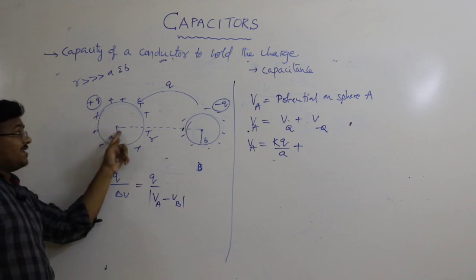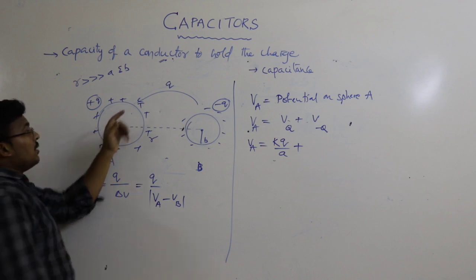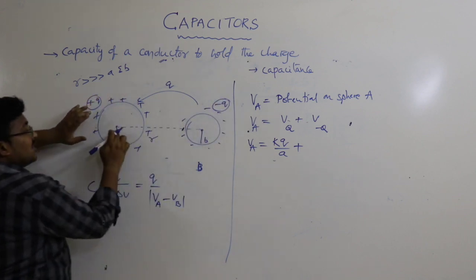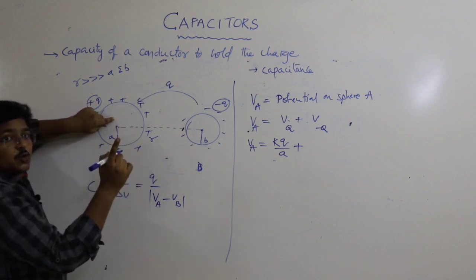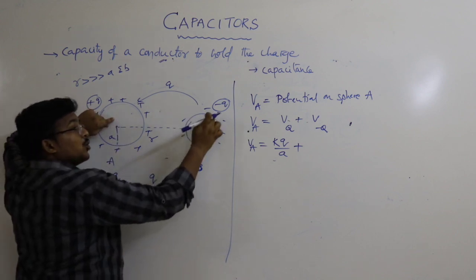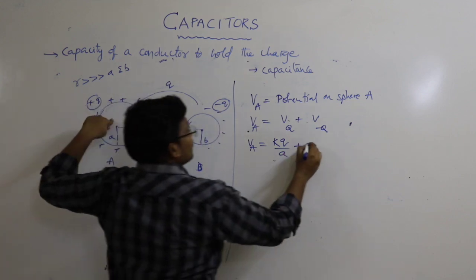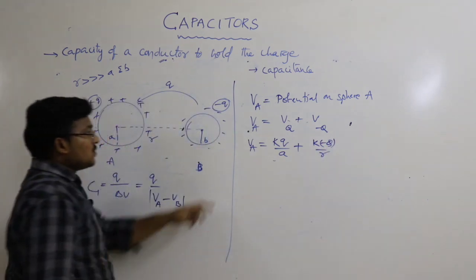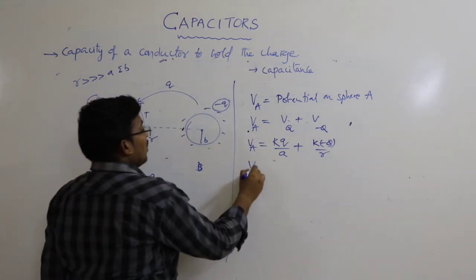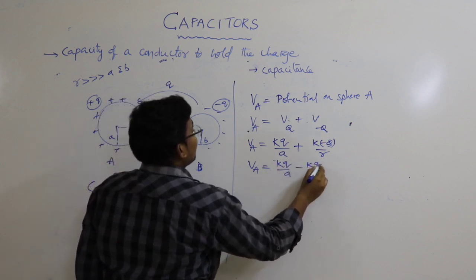plus, due to this negative charge, here I want the potential. You know that at the center and on the surface the potential is the same. So I am just finding, because of this charge, what is the potential here. Now you know the general formula kq by R. So what is k? The charge is minus Q. What is the distance from here to here? R. So simply k into minus Q by R. This is the potential on A. So VA is kq by A minus kq by R.